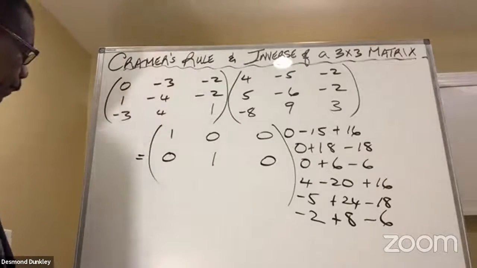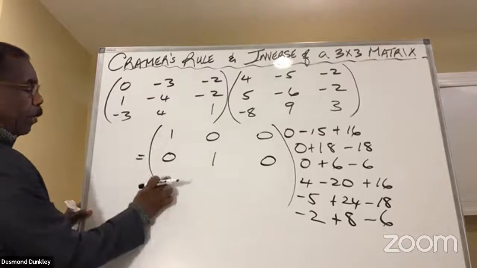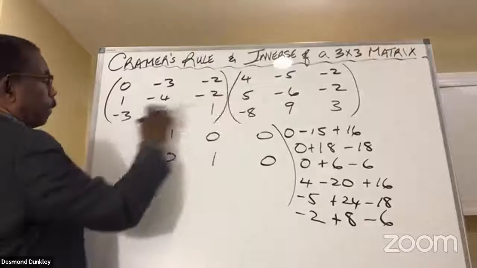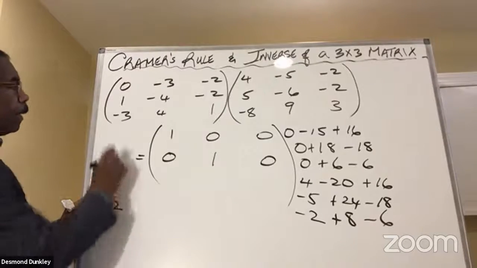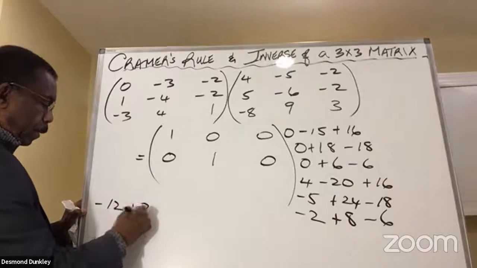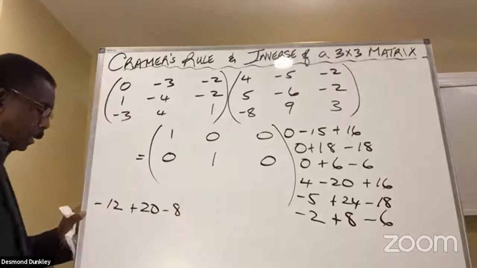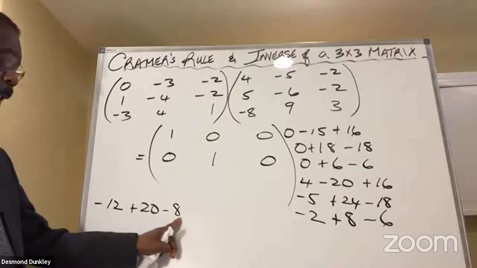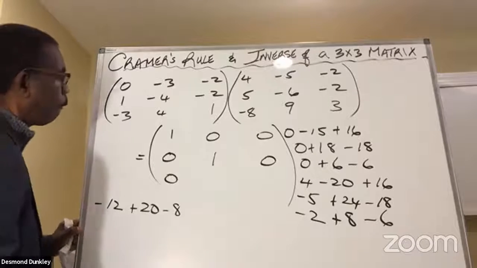We're going to use this section right here. So now it's the 3, 1 entry, the third row, first column. -3 times 4, -12. 4 times 5, 20. 1 times -8, -8. So -12 minus 8, -20, plus 20 is 0.